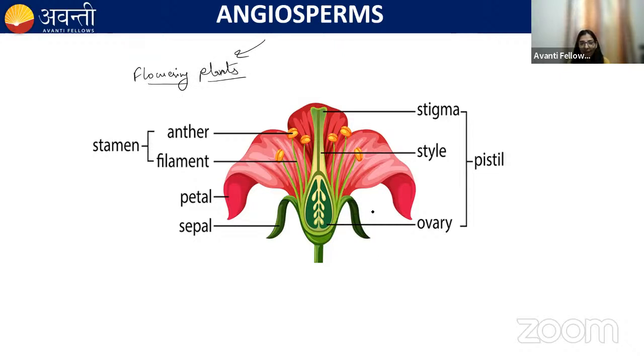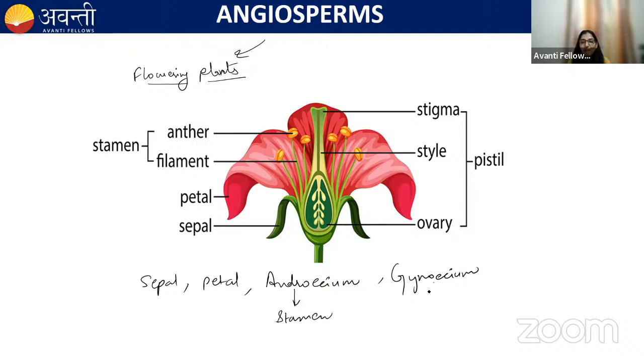This is the structure of a flower. The flower consists of sepals, petals, androecium, and gynoecium. The whorl of stamens is known as androecium, and the unit of androecium is stamen. Similarly, the whorl of carpel or pistil is known as gynoecium, so the unit of gynoecium is carpel. Similarly, the unit of calyx is sepal and the unit of corolla is petal.